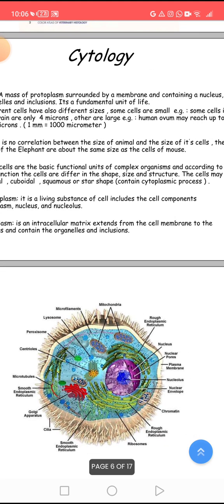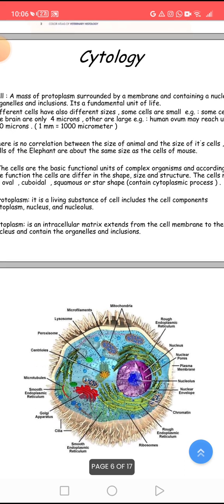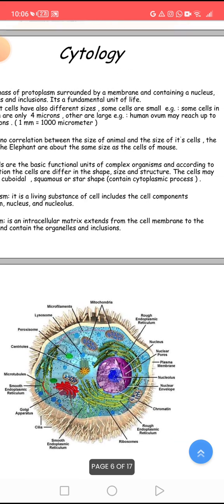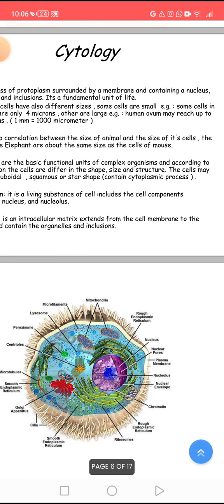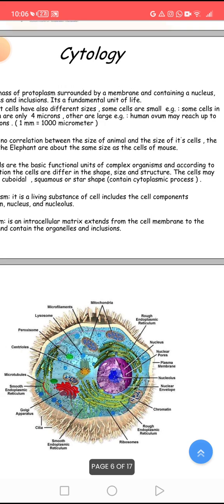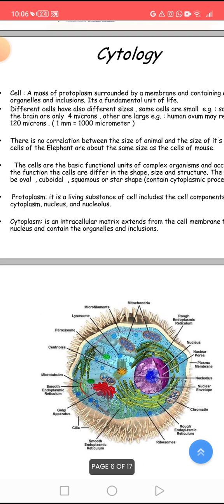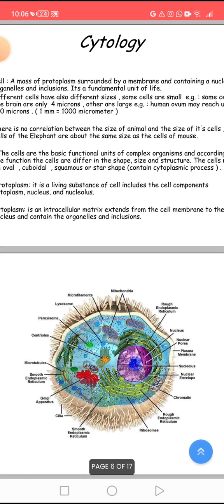There's an important note to know. There's no correlation between the size of animal and the size of its cells. For example, the cells of a mouse and the cells of an elephant are the same size. They are the same size, but they are not the same amount. The amount is different.